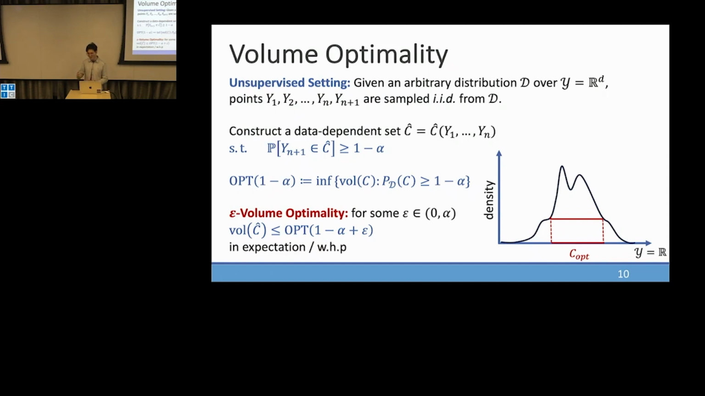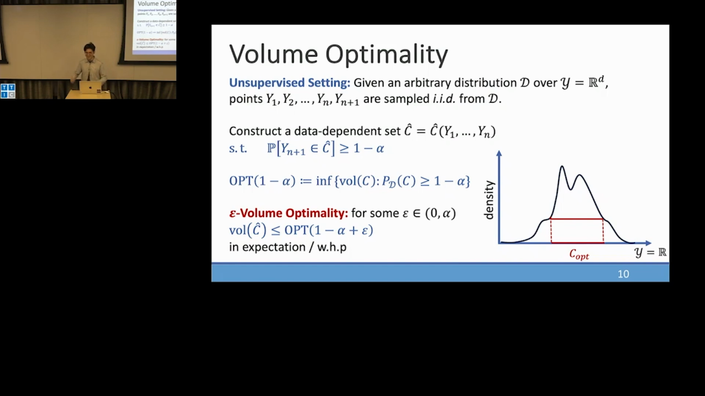Before we go to our result, I want to say there are other definitions of volume optimality in the literature. One is you capture the difference between the volume of your prediction set and the volume of the optimal prediction set, C opt here. However, this requires the optimal prediction set to be unique. Otherwise, this difference can be very large.